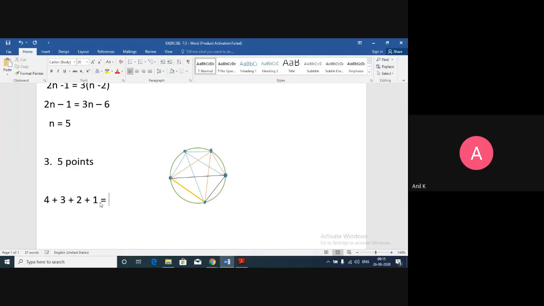So the number of cards I can draw for the 5 points is 4 plus 3, 7 plus 2, 9 plus 1. Okay. So I am trying to solve this question not by the combination way. We can solve this question by a logical way also. Now similarly, if I have 21 points, can anyone tell me what are the numbers to be added?